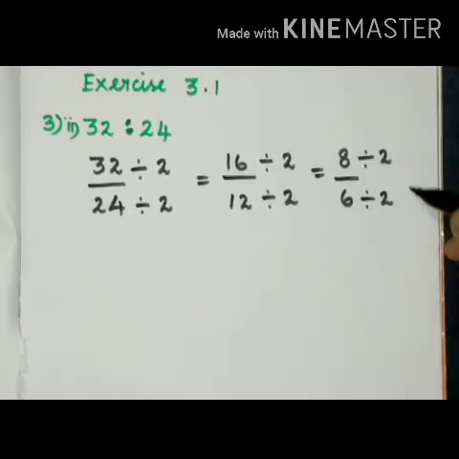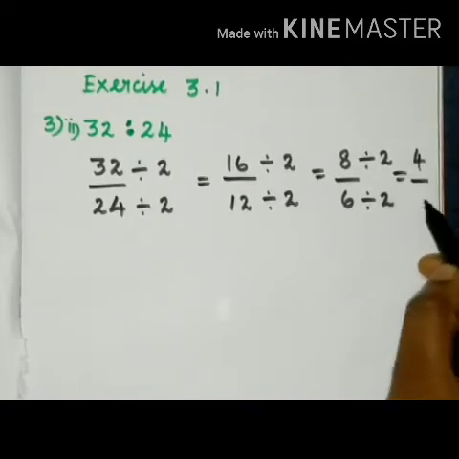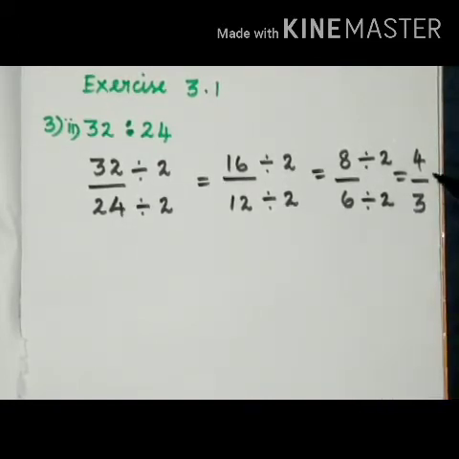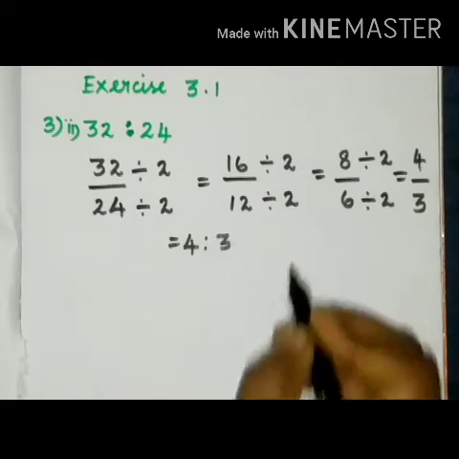Both the numbers are divisible by 2. 8 divided by 2 is 4. 6 divided by 2 is 3. Further we can't simplify it. 4 by 3. So write it as 4 is to 3.